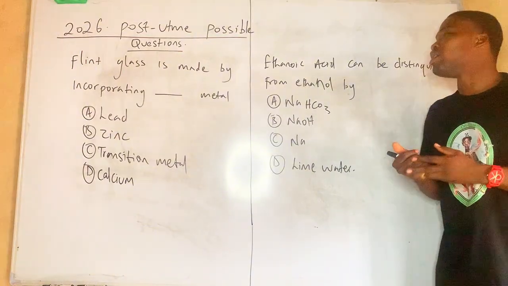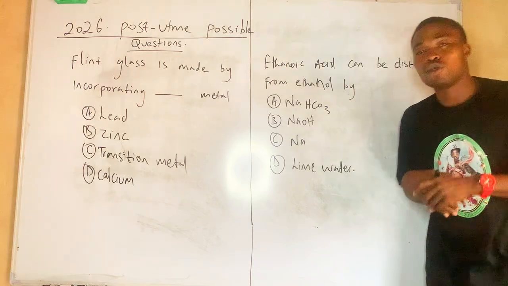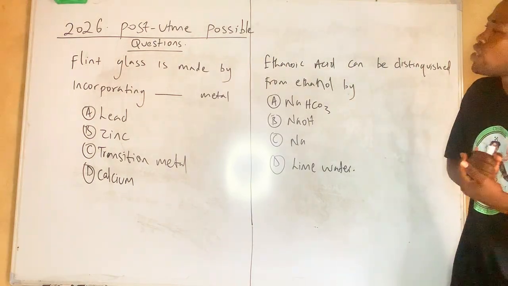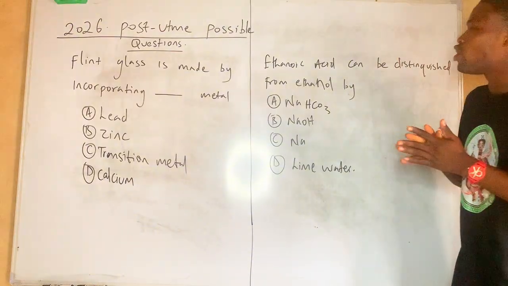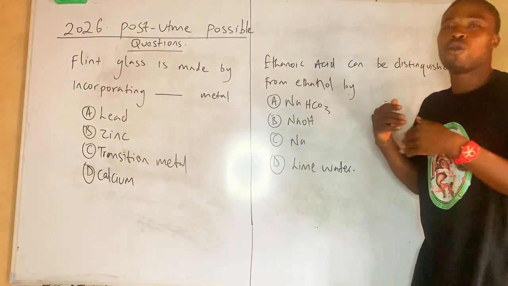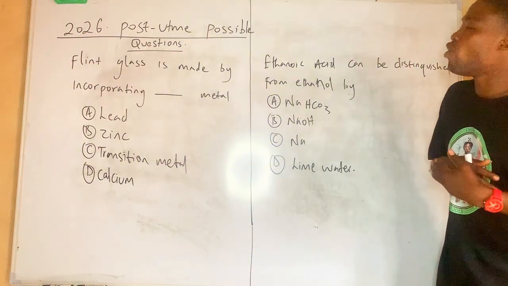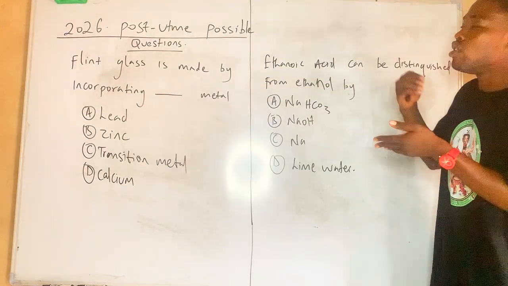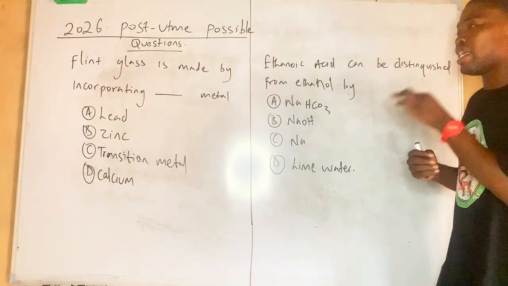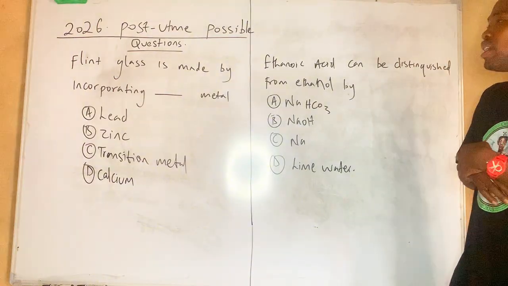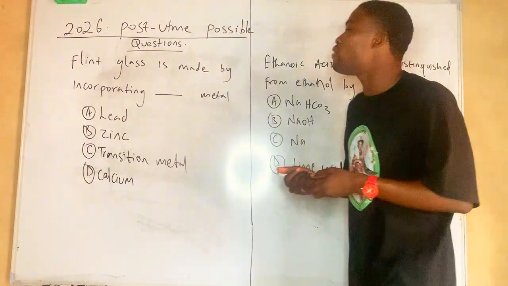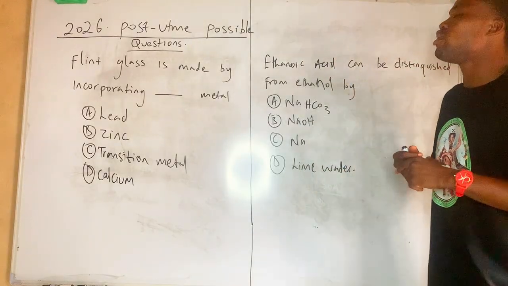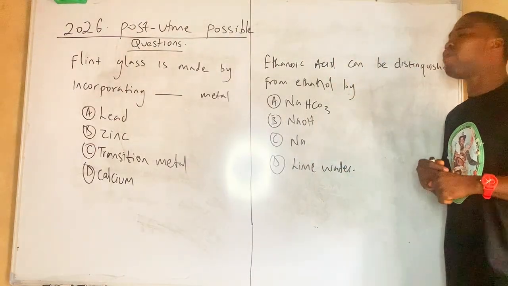Now, I'm going to be addressing, in today's video, those of us writing the post-UTME examination coming up soon. I have two post-UTME questions which can help you. I will try to elaborate and drop more highlights on this, so not just the question will help you, the explanation I make here is going to help you. So please pay attention carefully. They said flint glass is made by incorporating dash metal. Which metal do you incorporate into glass to get flint glass?